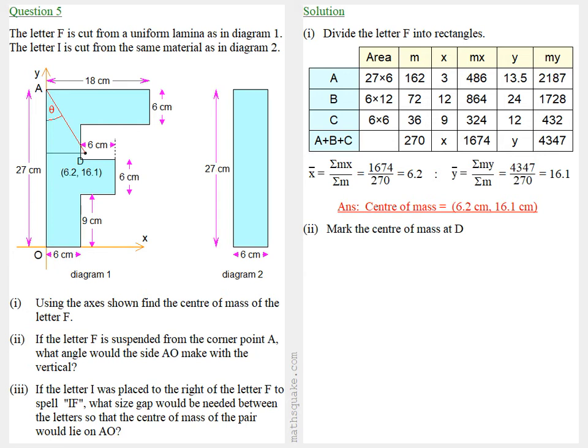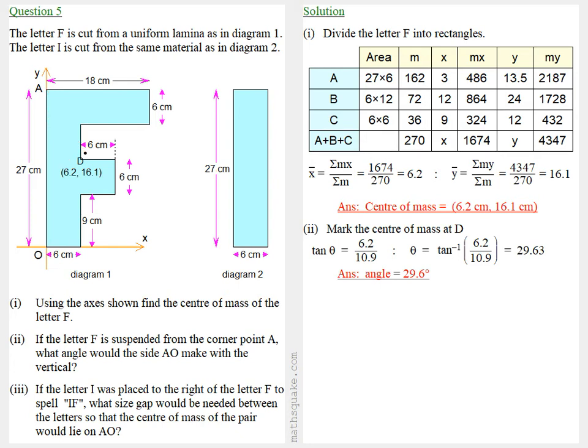The sides of the triangle we've now got are 6.2 centimetres and 10.9 centimetres, which is the height of A, 27 centimetres, minus the height of D, 16.1 centimetres. So we've got the tangent of theta is 6.2 over 10.9, so theta is the inverse tangent of 6.2 over 10.9, which works out to be 29.63. So the angle the side AO makes with the vertical is 29.6 degrees.